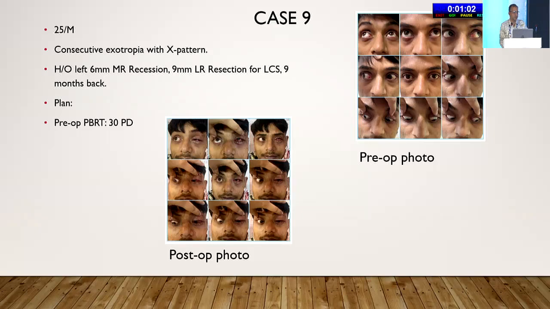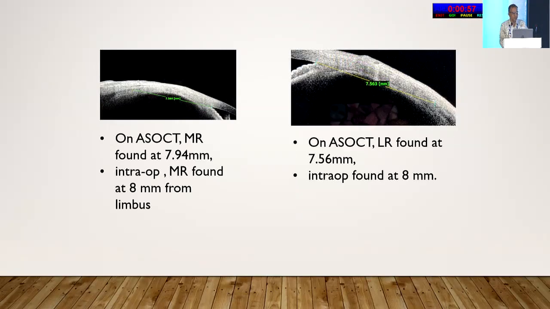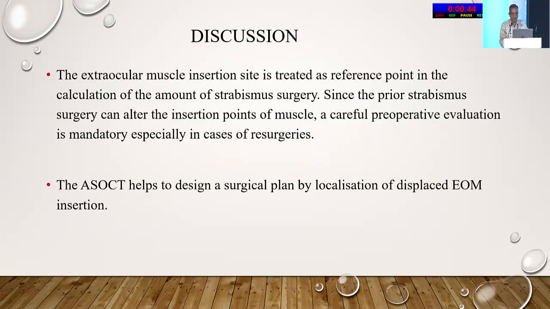This is another case of consecutive exotropia. These are the pre and post-operative photographs. When AIOC2024 was done, MR was found at around 7.9 mm, and with caliper it was around 8 mm, and lateral rectus was found at around 7.5 mm, and with caliper it was around 8 mm.